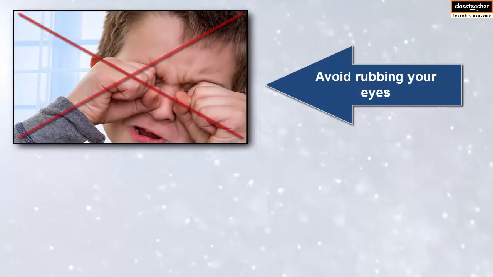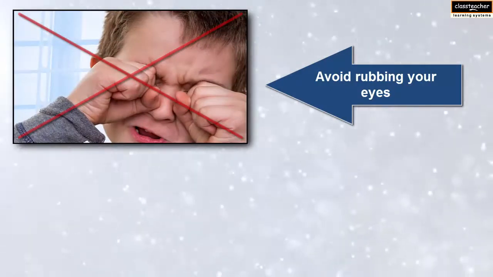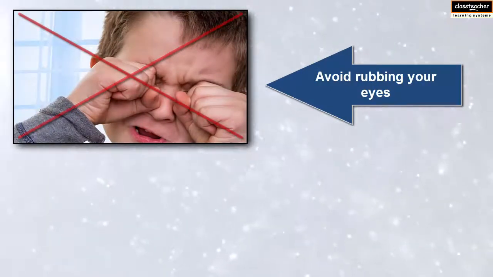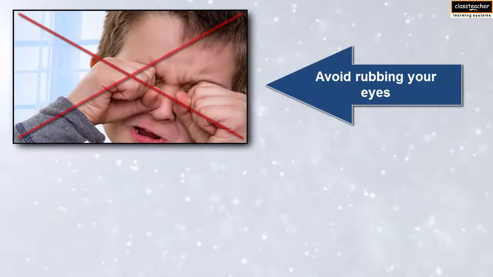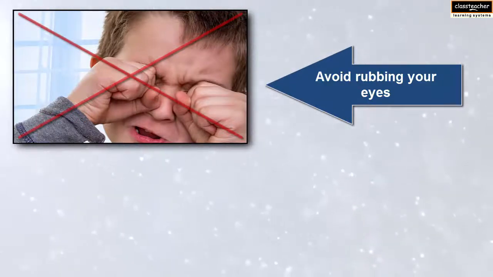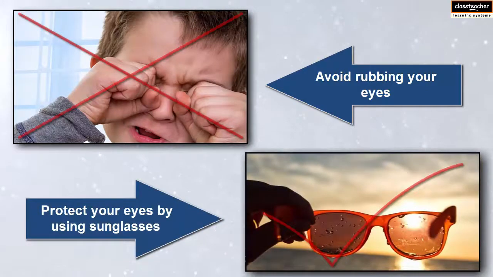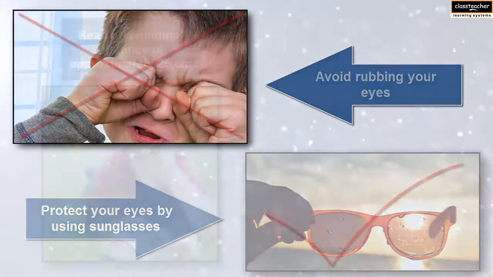Avoid rubbing your eyes. The hands are exposed to a lot of dirt, dust, and bacteria, and all of these can be easily transferred to the eye. Protect your eyes by using sunglasses. Exposure to sunlight may cause cornea sunburn and raise the risk of cataract.